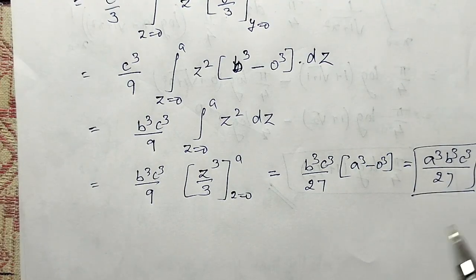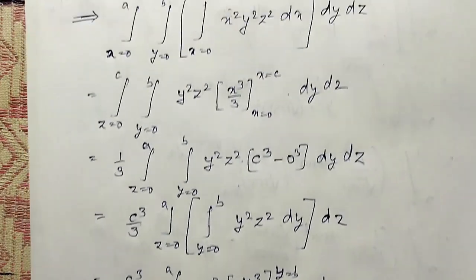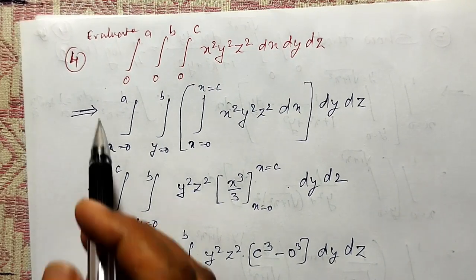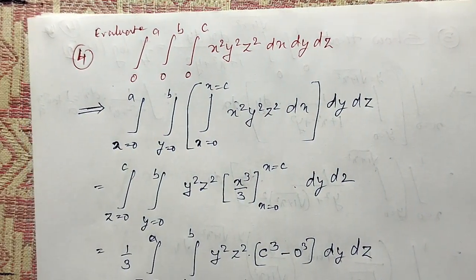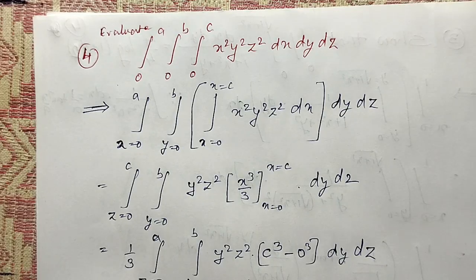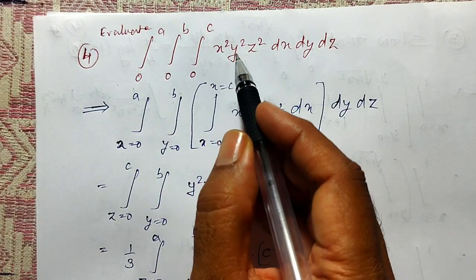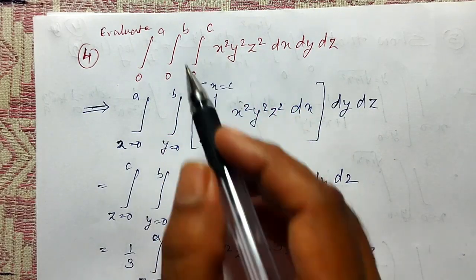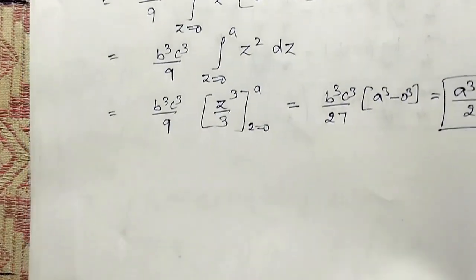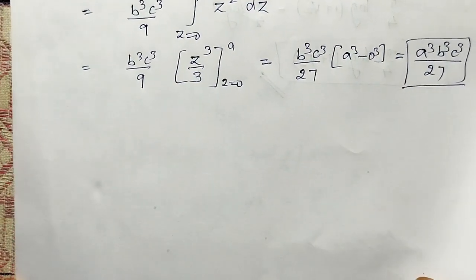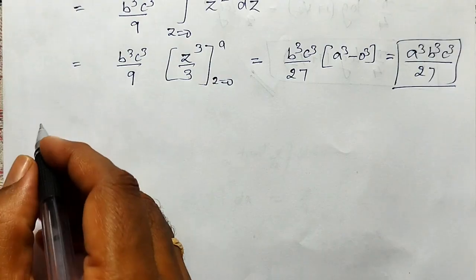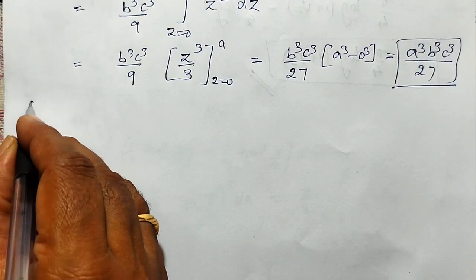This is how to evaluate the triple integration if it is given with constant coefficients. And the same example in another way also I will solve. If it is a product of 3 terms, then this example also can be solved in a different way. That is, let me consider the other method.